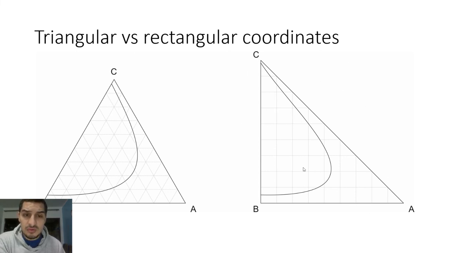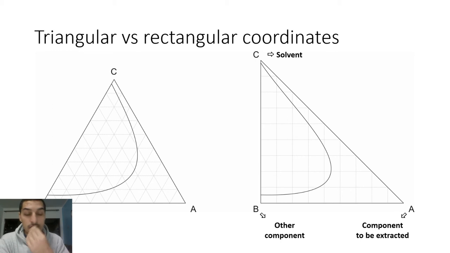That's why people like to do this. It's exactly the same thing. You would have three corners. Each corner represents a single component, and you have lines. Each line represents a binary system. You would have this equilibrium curve, and this splits the diagram into one phase and two phase regions. Everything is the same. We usually use C for the solvent, A for the component that we are interested in extracting, and B is the other component that is not extracted.